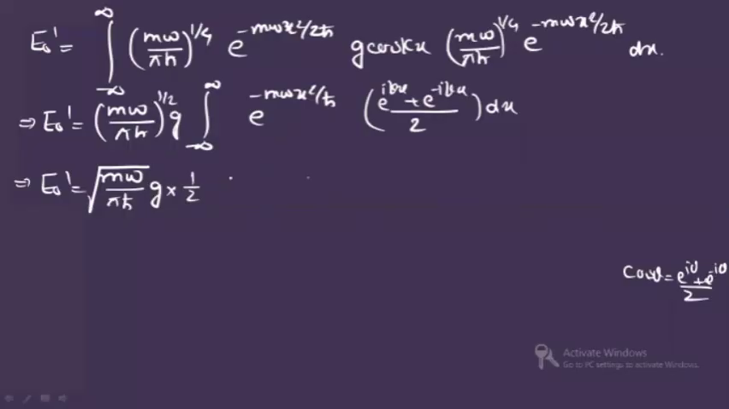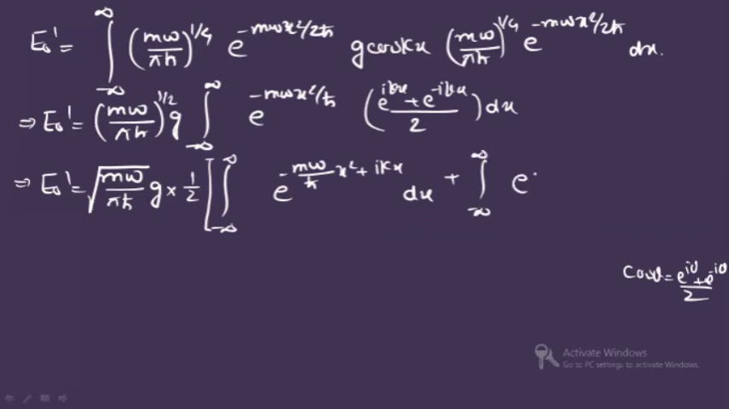Now within the integration, what you will write? Minus infinity to plus infinity. We will just multiply the exponential terms, right? So we will write here e to the power minus m omega by h cut x square plus ikx, dx. This is the first term of the integration, and the second term will be written as minus infinity to plus infinity, and here you will have e to the power minus m omega x square by h cut minus i k x. All right, and this is dx.